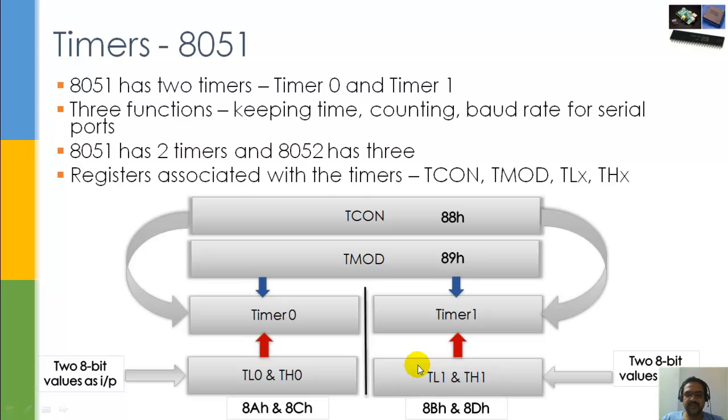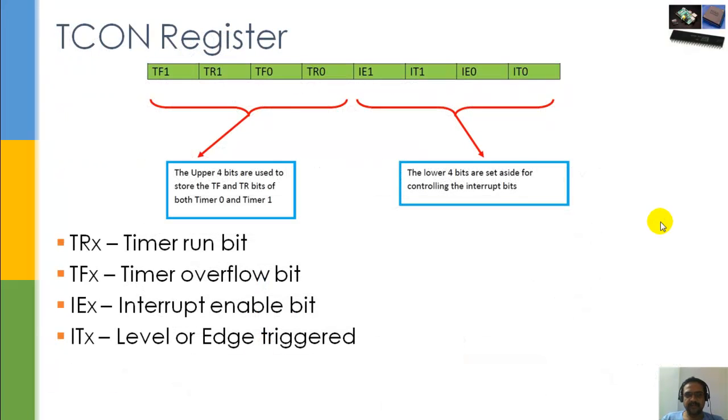So these are two separate 8-bit registers. TL1 is a separate 8-bit register. TH1 is a separate 8-bit register. So is TL0 and TH0. So these are unique to the timer. This is associated only with timer 0. This is associated only with timer 1. Whereas TCON and TMOD are both common to timer 0 as well as timer 1. Got it? So this is the overview of the timer in 8051.